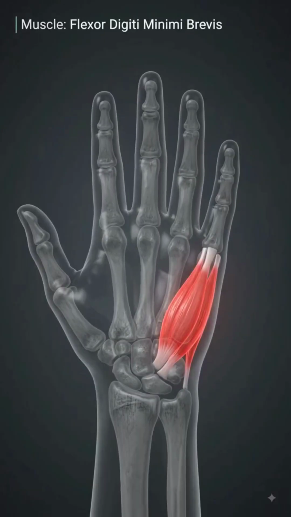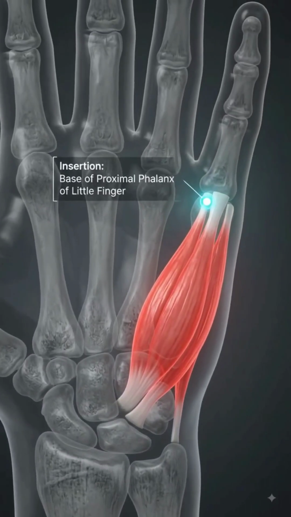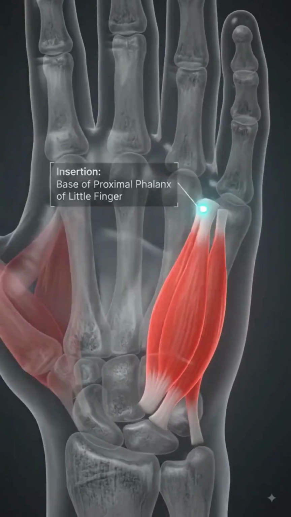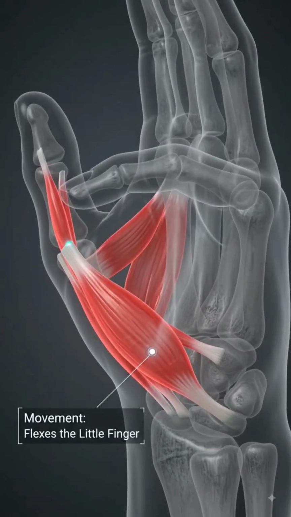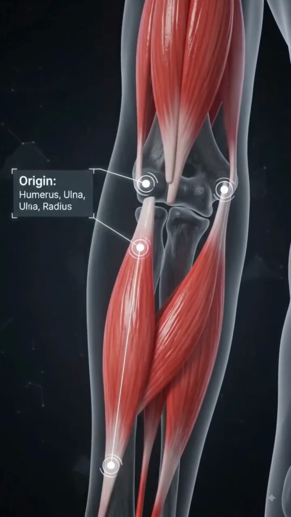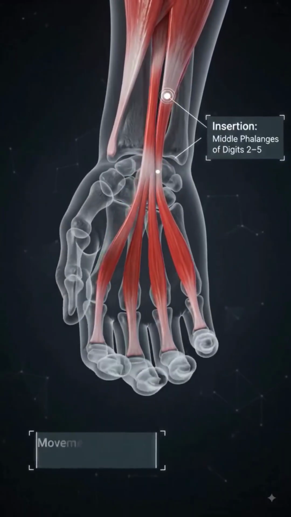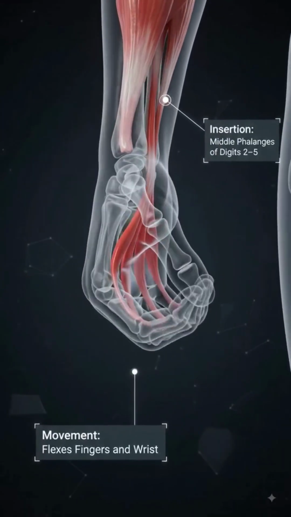Flexor digiti minimi brevis. Origin, hamate and flexor retinaculum. Insertion, proximal phalanx of the little finger. Movement, flexes the little finger. Flexor digitorum superficialis. Origin, humerus, ulna, radius. Insertion, middle phalanges of digits 2 to 5. Movement, flexes fingers and wrist.